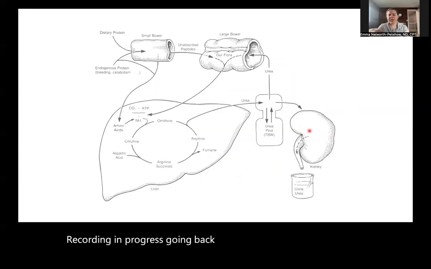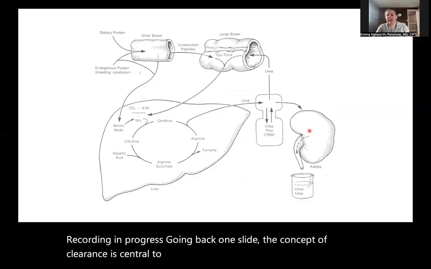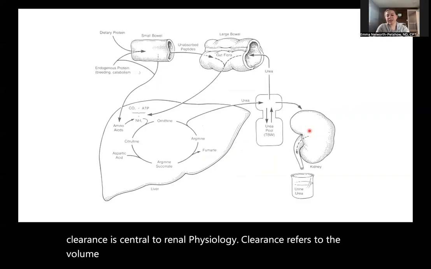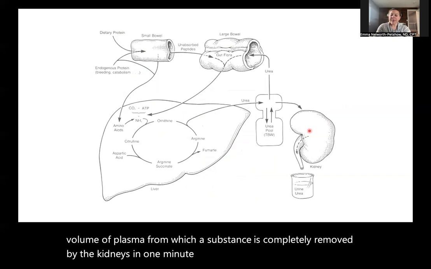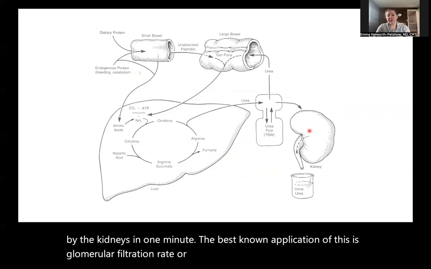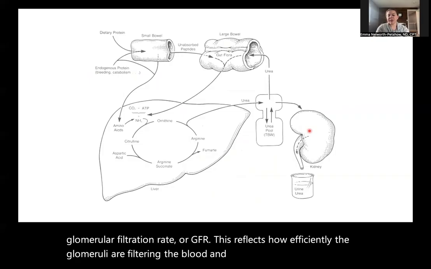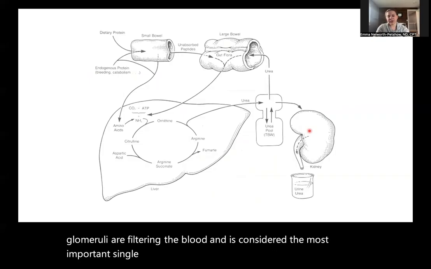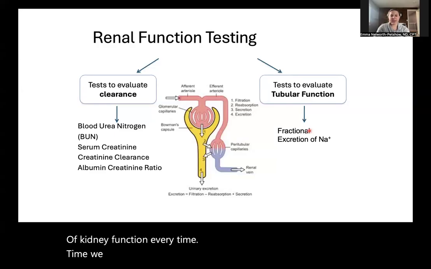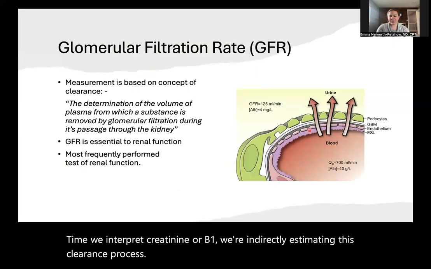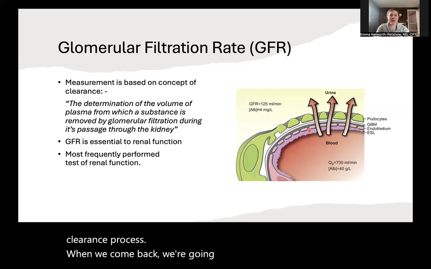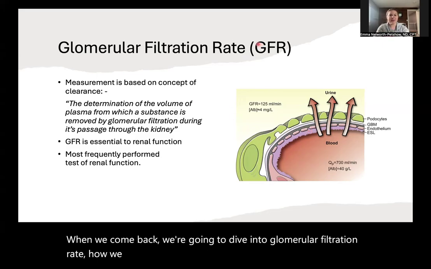Going back one slide, the concept of clearance is central to renal physiology. Clearance refers to the volume of plasma from which a substance is completely removed by the kidneys in 1 minute. The best known application of this is glomerular filtration rate, or GFR. This reflects how efficiently the glomeruli are filtering the blood and is considered the most important single indicator of kidney function. Every time we interpret creatinine or BUN, we're indirectly estimating this clearance process. When we come back, we're going to dive into glomerular filtration rate, how we measure it, and how we interpret those results.